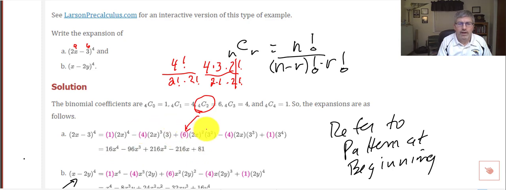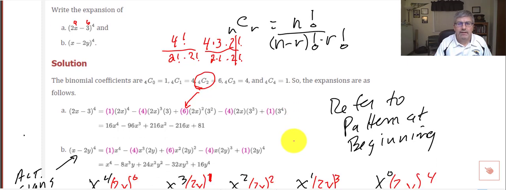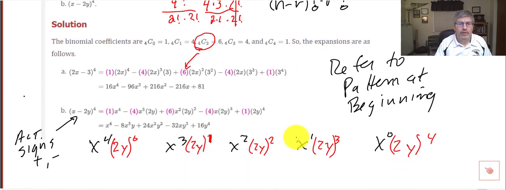We'll have alternating signs. 2x quantity squared is 4x squared times 3 squared is 9. So 4 times 9 times 6, we get 216. And again, we have 4 times 2 times 27. Again, we get 216. And then 3 to the fourth is 81. So we have expanded that particular binomial.